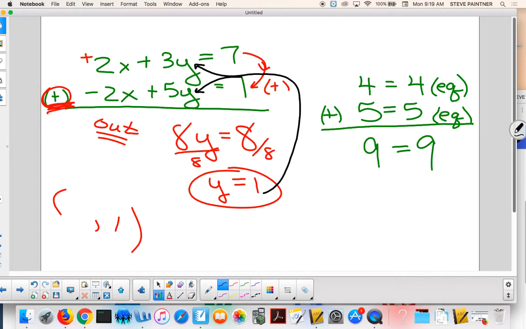Now, I try to pick something with small numbers, and I try to pick something that's positive. I don't like negatives. So which equation would you like me to go with? Top or bottom? Top? Okay, I would do top. Would it work if I went in the bottom? Yeah, it's going to work.